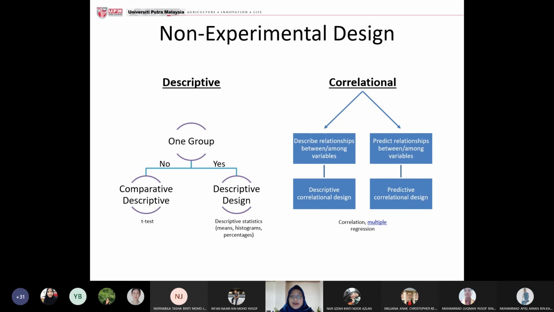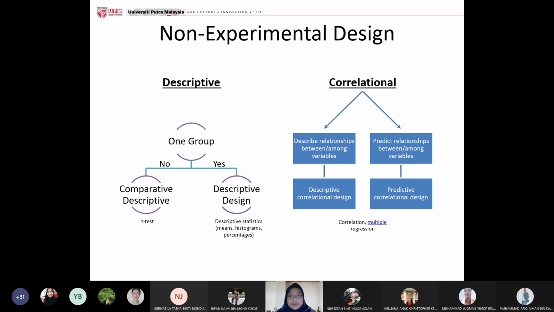Because with descriptive, you just want to describe something. You are not trying to correlate or explain a relationship. But if you want to do something like that, it's going to be correlational research. Correlational can be split into two. You want to describe the relationship between two variables, or you want to predict the relationship between or among variables. So what does this mean? Description is something that is current.